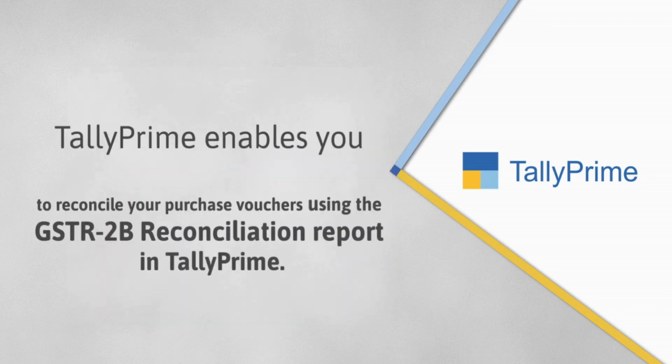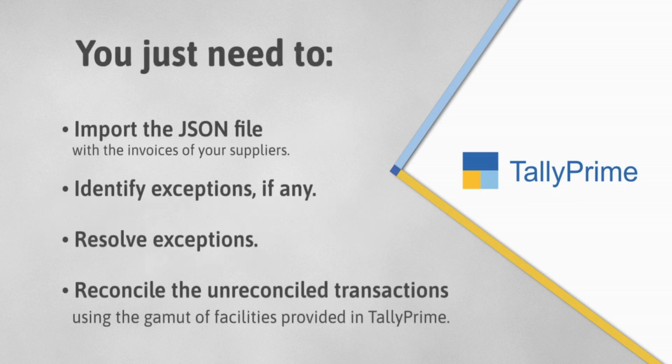As you saw, it is very easy to reconcile your purchase vouchers using GSTR 2B reconciliation in TallyPrime. All you need to do is import the JSON file with the invoices of your suppliers, identify exceptions, if any, and take actions to resolve exceptions and reconcile the unreconciled transactions.